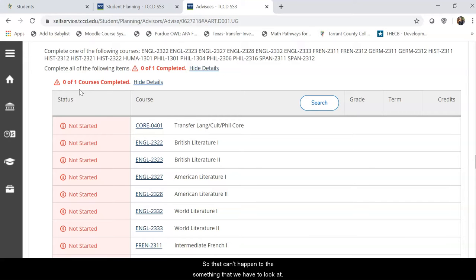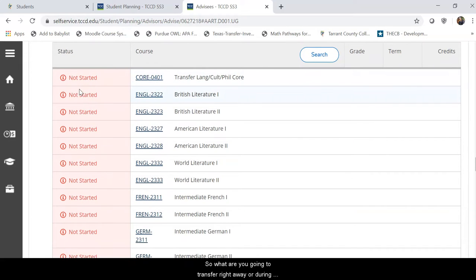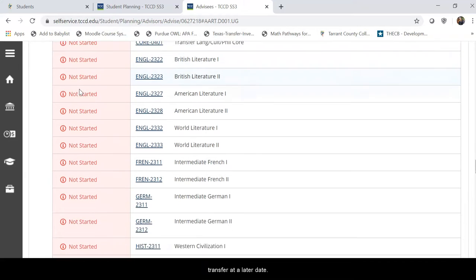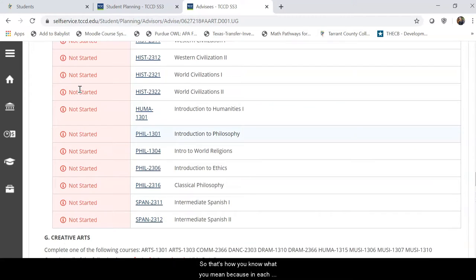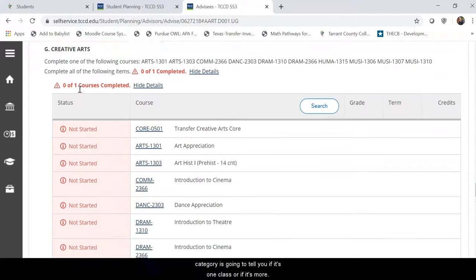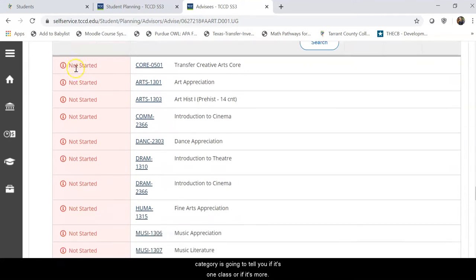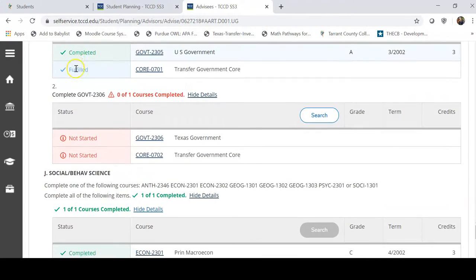So that can happen. So that's something that we have to look at, whether you're going to transfer right away or at a later date. All right. So that's how you know what you need, because in each category, it's going to tell you if it's 1 class or if it's more.